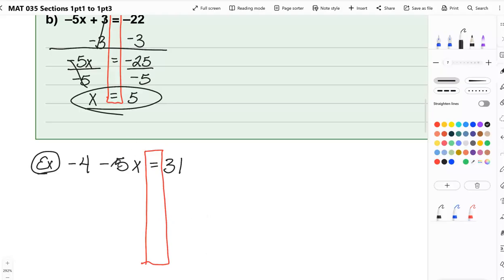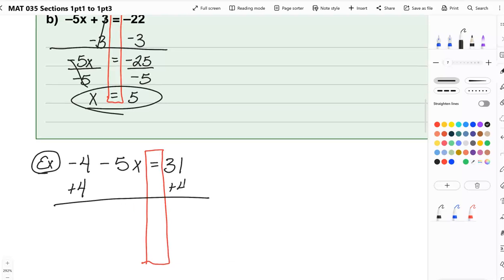I'm going to do opposites. I want to get the term with the x by itself. So I want to keep this over here. I want to move this 4. So how do I move it? Well, right now it's a minus 4. To zero out, I need a plus 4. What I do on the left, I got to do on the right.